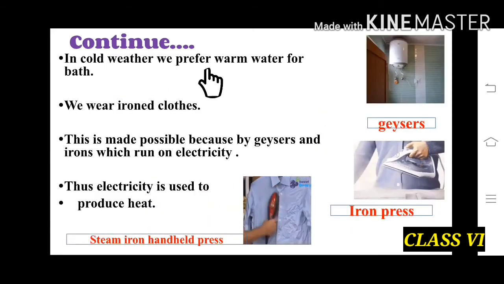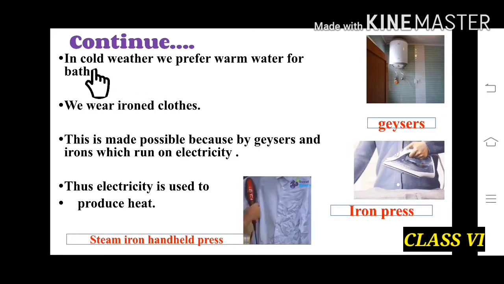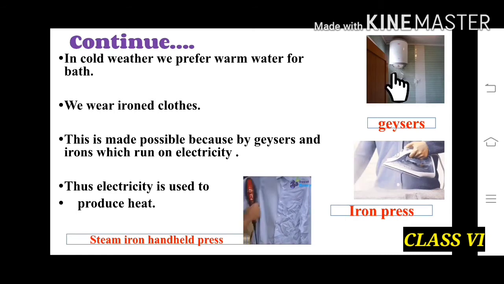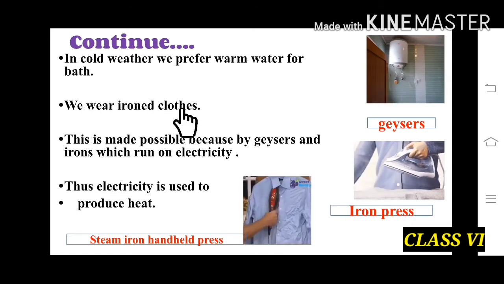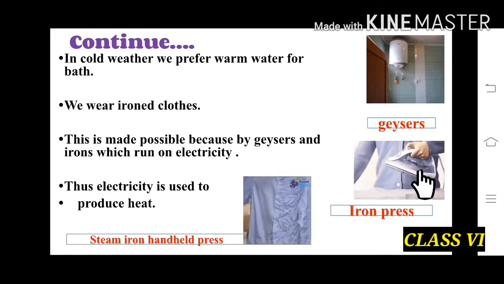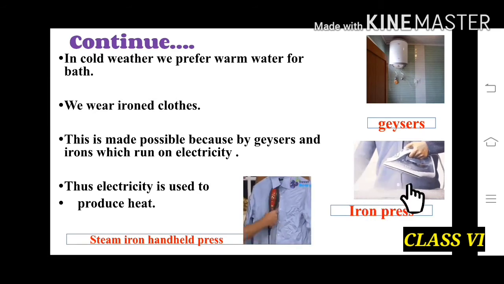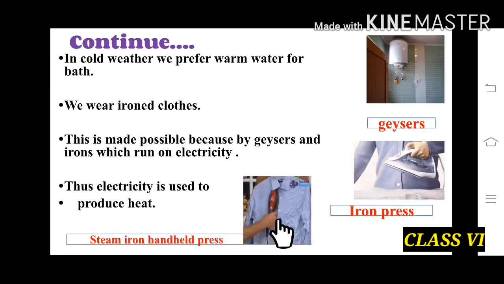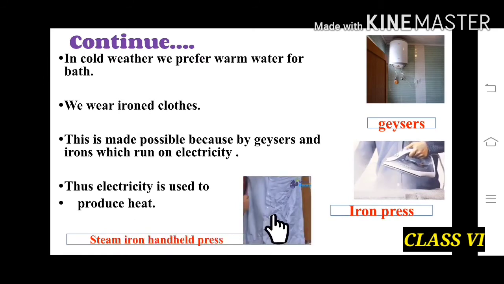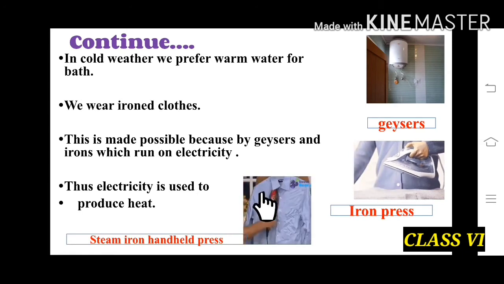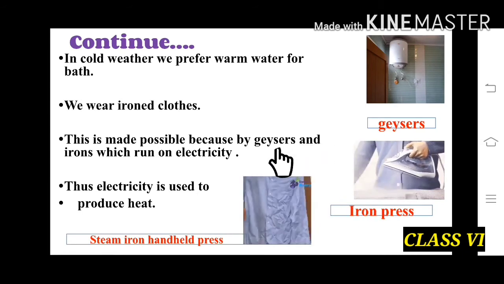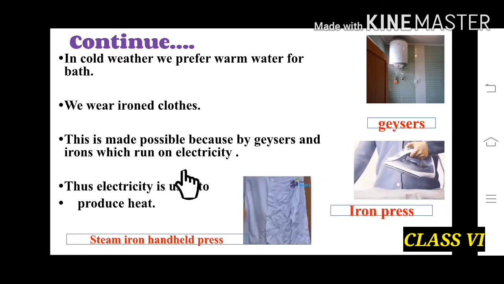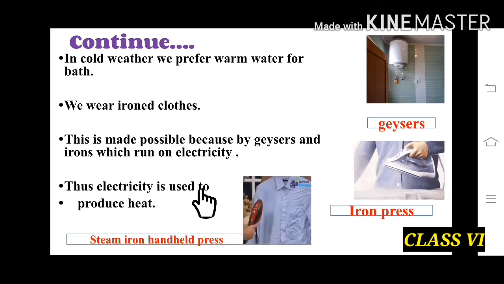In cold weather we prefer warm water for bath, and these geysers are used to heat the water for bath. We wear ironed clothes. So this is a press which is used to iron the clothes, and nowadays there is a steam iron, a hand held press, which is used to press clothes, and it is easy to press the clothes. And all these appliances such as geysers and iron press run on electricity, and thus electricity is used to produce heat.